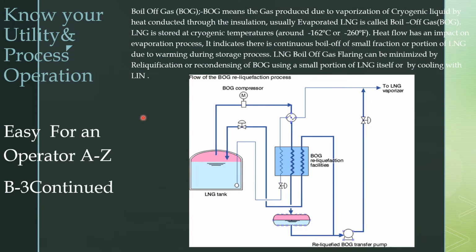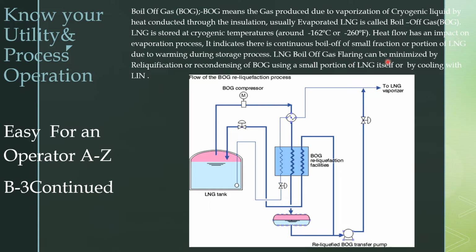Now we can see one more important terminology starting with boil-off gas, BOG. BOG means the gas produced due to vaporization of cryogenic liquid by heat conducted through the insulation. Usually evaporated LNG is called boil-off gas or BOG. LNG is stored at cryogenic temperature, around minus 162 degrees centigrade or minus 260 degrees Fahrenheit. Heat flow has an impact on the evaporation process. It indicates there is continuous boil-off of a small fraction of LNG due to warming during the storage process.